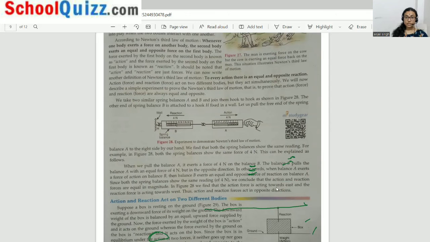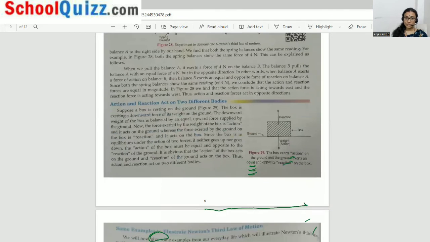But their direction is opposite. Toward east, toward west. Action and reaction force act in opposite directions. Action and reaction force are always acting in opposite directions. Clear? I think that's clear to you.